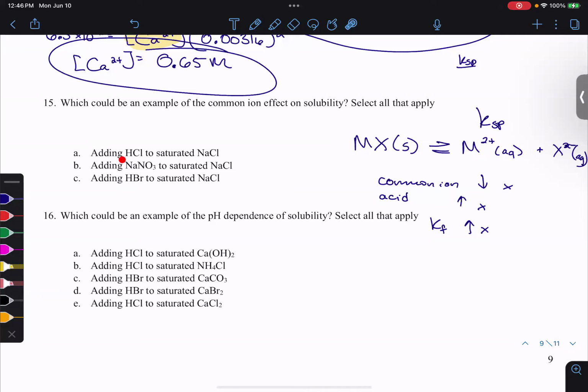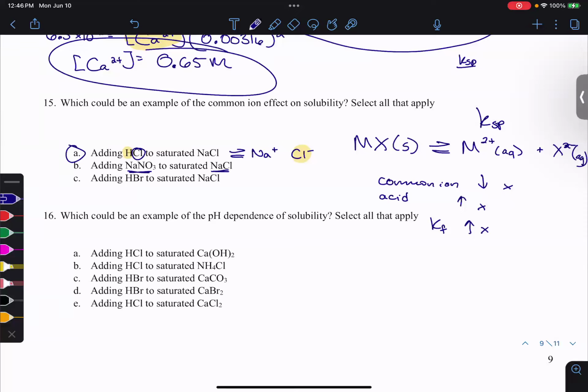So here, if we add HCl to a saturated solution of NaCl, is that an example of the common ion effect? Yes, because adding HCl adds Cl minus, it pushes it backwards. But you might think, oh, HCl is an acid, that's not common ion. But I'm not actually focusing on that H plus, I'm actually focusing on the Cl that you're adding, not the acid. Okay, what if I add sodium nitrate to NaCl?